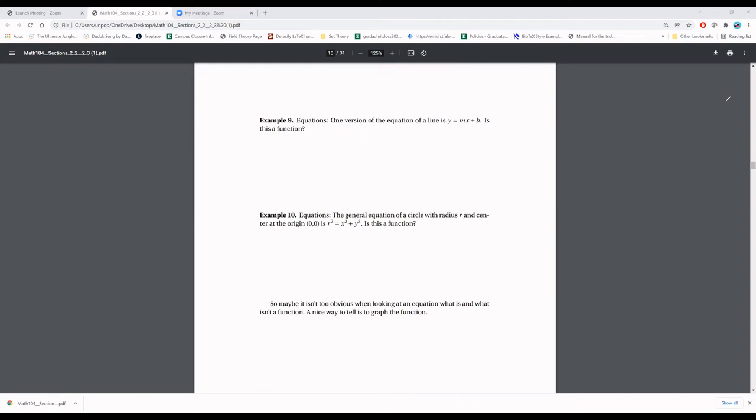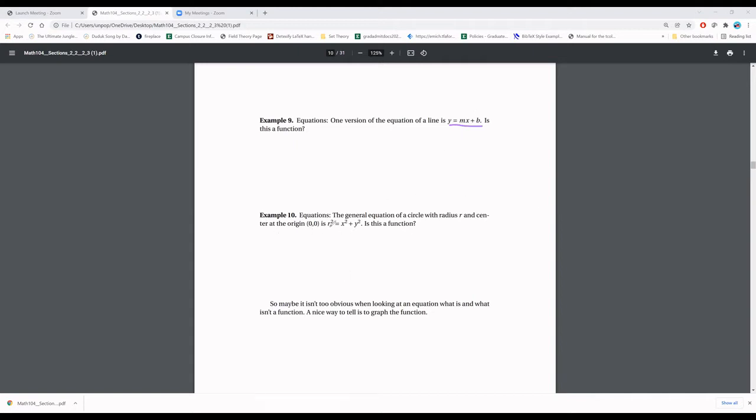So most of the functions we're going to study in this class will be given as some form of an equation. We're going to be dealing with equations. So how can we tell if an equation is a function or not? We've got example 9. We have this one way of writing the equation of a line in general, y equals mx plus b. You may be familiar with this form of the equation of a line.